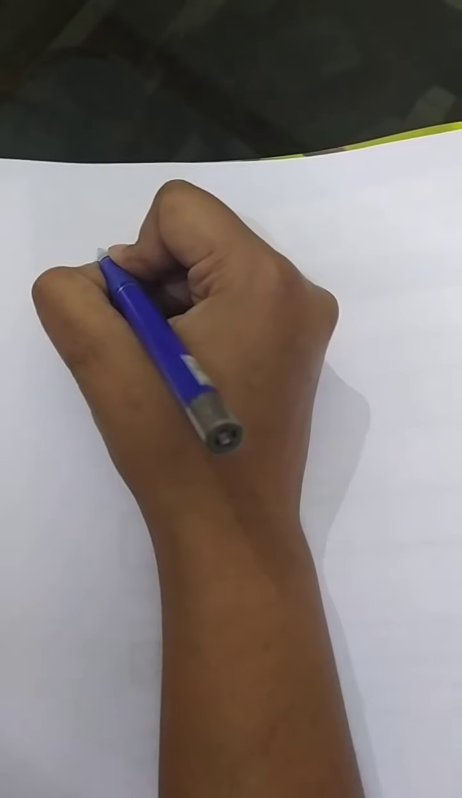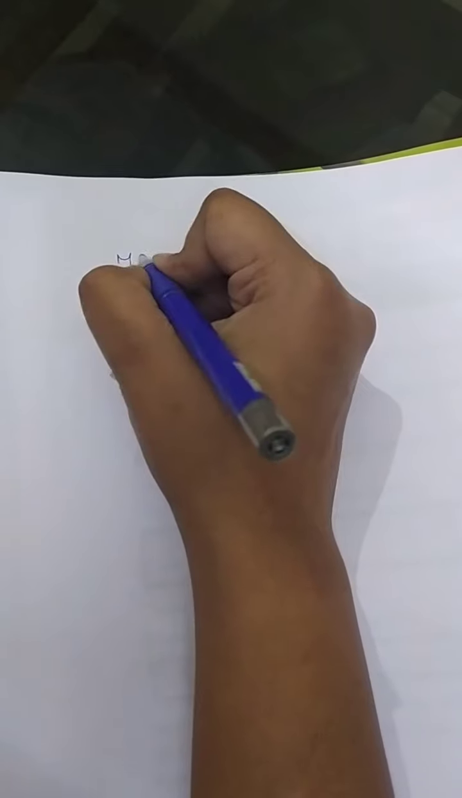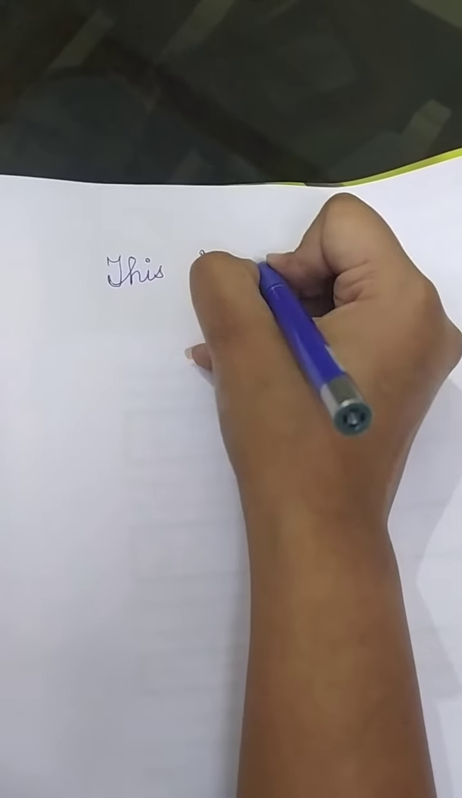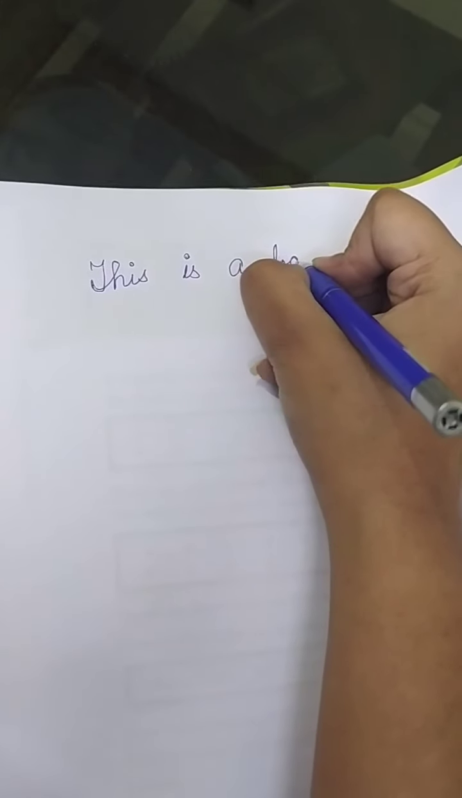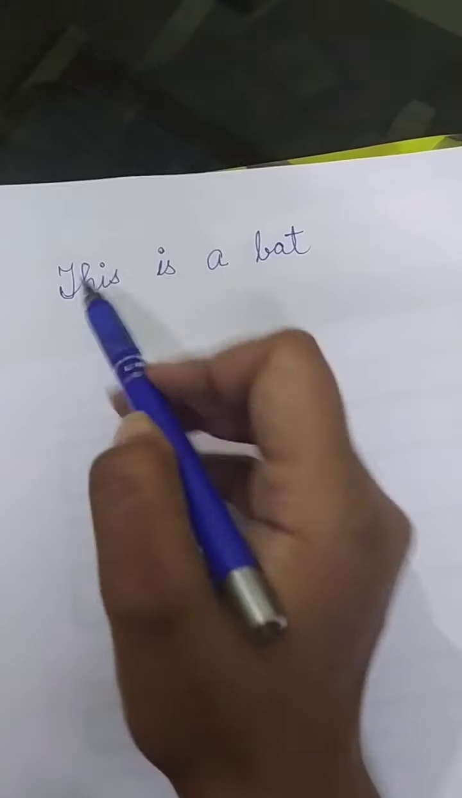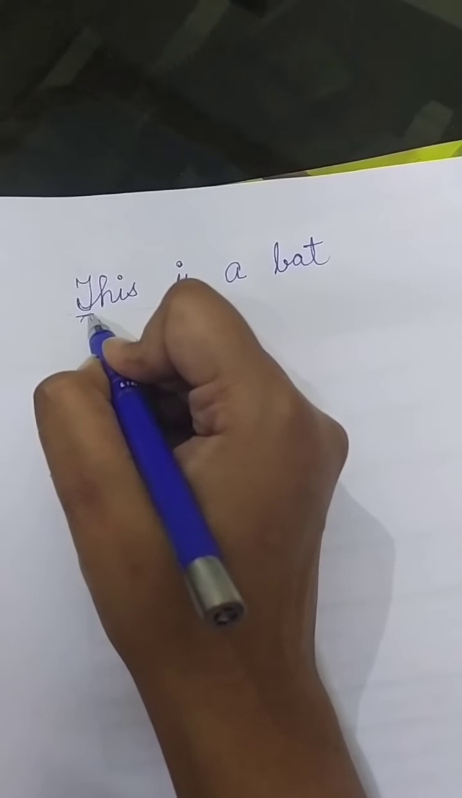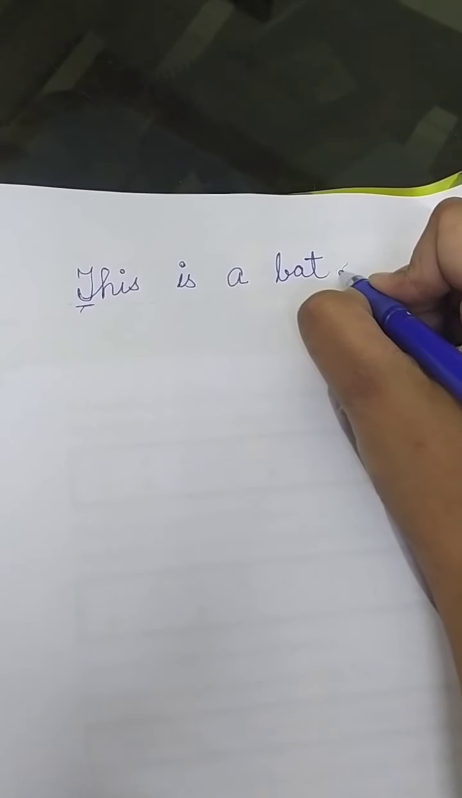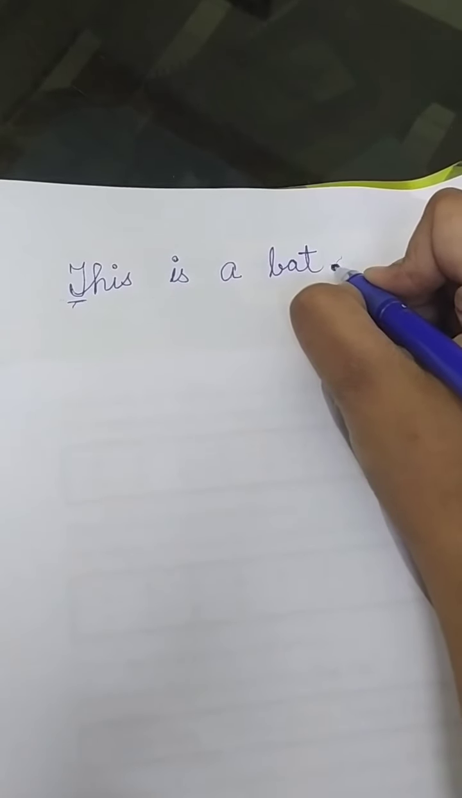See children, I am writing this is a bat. This is a bat. When I was writing the sentence, see, I have started with capital letter. Yes? Okay. Now, when we end any sentence, we put full stop in the last. We use full stop in the last.